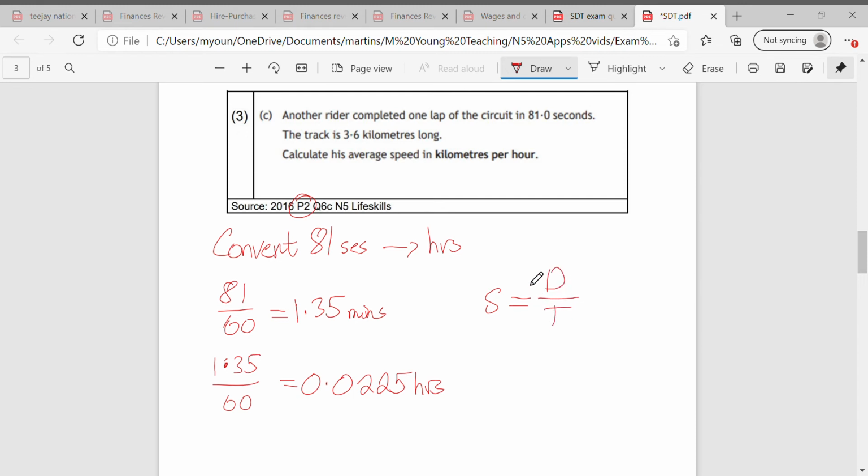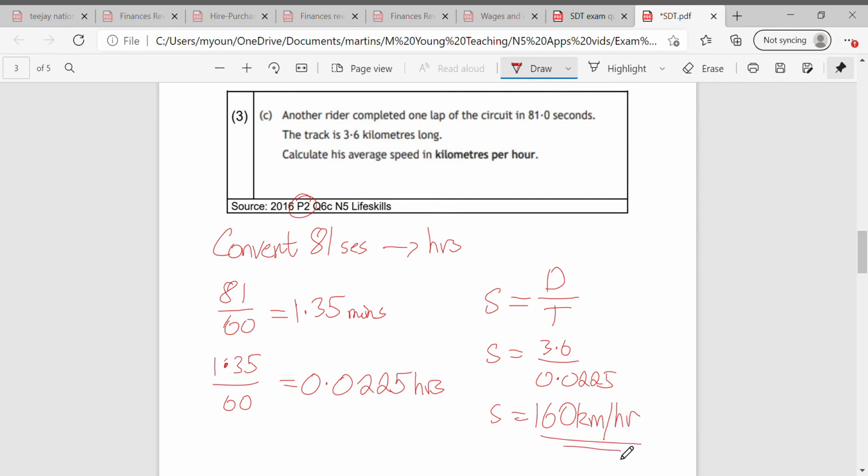So now, when I work out the speed, which is distance over time, my units are going to be kilometres, because kilometres is going to be on the top, per hour. So distance was 3.6, and that was what our time was. Pop it in the calculator and make sure that you put in those units. Questions clearly ask for those units, so make sure we put them in. And it was 160 kilometres per hour.